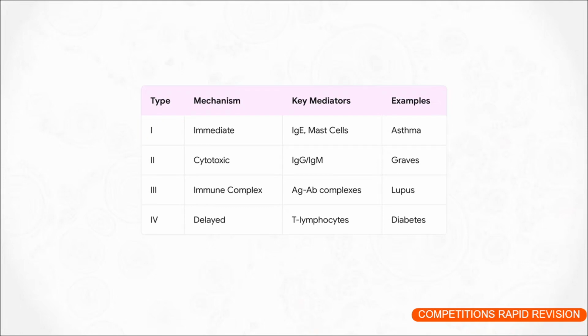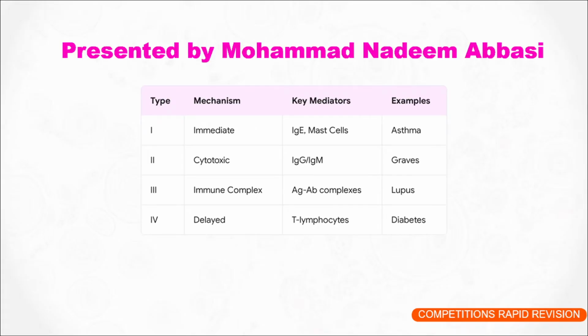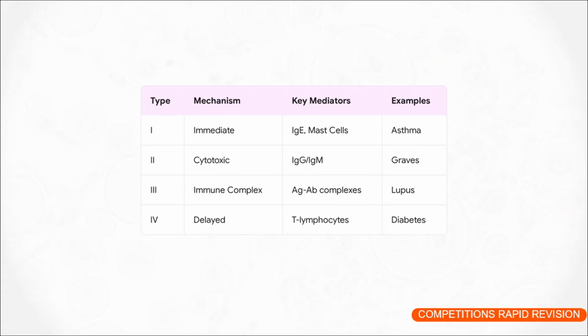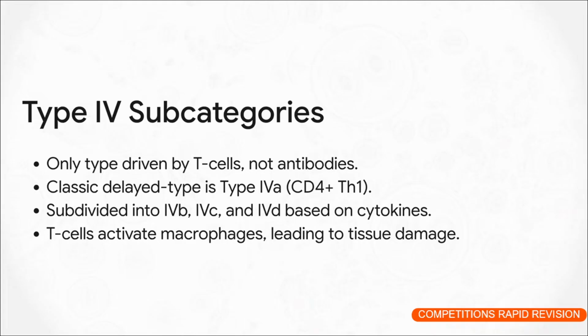This is where IgG or IgM mistakenly attack your own cells, like what you see in hemolytic anemia or Graves' disease. Then there's type 3. This one is all about immune complexes, antigen-antibody clumps getting physically stuck in tissues, causing lupus or serum sickness. And finally, type 4, which is your delayed response. Actually, let's zoom in on type 4 for just a second. This one is really unique because it's absolutely the only hypersensitivity driven by T cells, not antibodies.